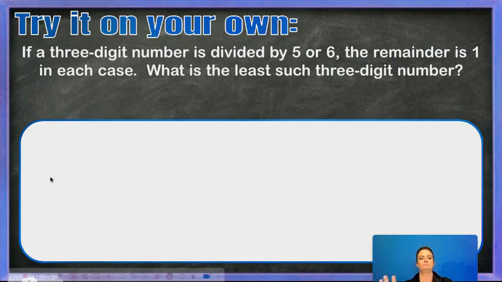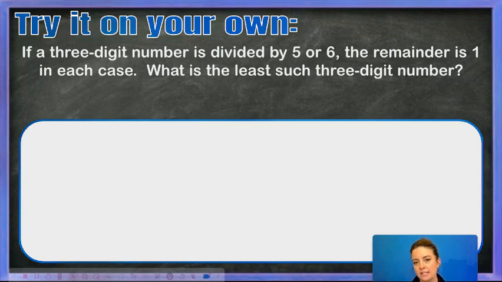Let's look at this one. Okay, if a 3-digit number is divided by 5 or 6, the remainder is 1 in each case. What is the least such 3-digit number? All right, so we're going to take a 3-digit number. Let's break this down real quick, right?